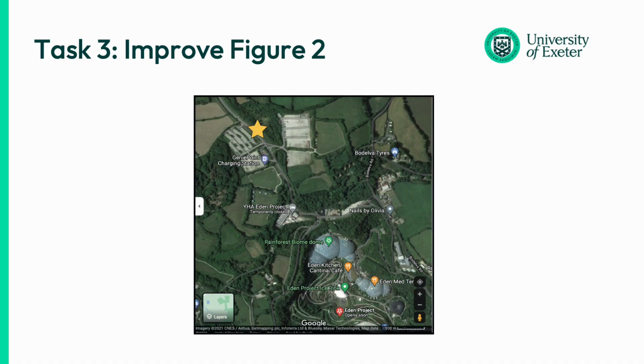We're now moving on to task 3. So here is a figure showing a map of a study site located near the Eden Project in Cornwall. So what I'd like you to do is critique this figure and write down 3 ideas for how this figure could be improved. Again, you'll find this task in your journal, so pause the video to complete the task and then we'll take a look at how this map can be improved.